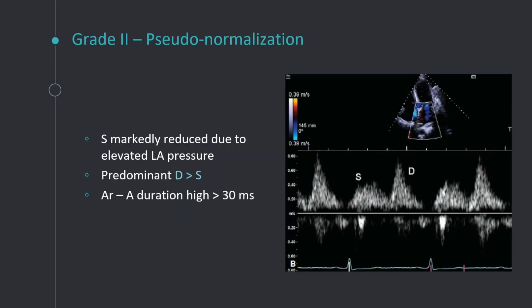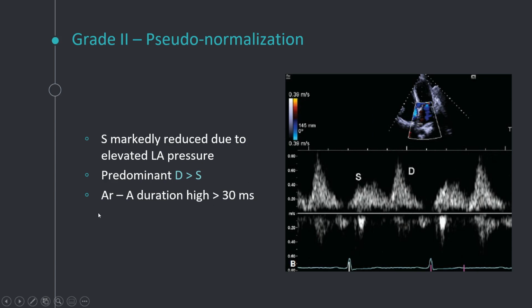The last way to differentiate would be looking at your pulmonary vein signal. As I said, the D wave should not be higher than the S wave, but here the S wave is markedly reduced, because during systole, when the pulmonary vein is supposed to drain into the left atrium, your LA pressure is high already. So there's not going to be as much draining into your left atrium during systole, where most of the draining is supposed to happen. So to compensate, you have a predominant D wave now. So you have a reversal. Now the D wave is higher than the S wave on the pulmonary vein.